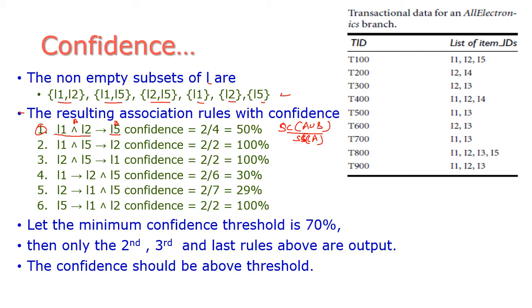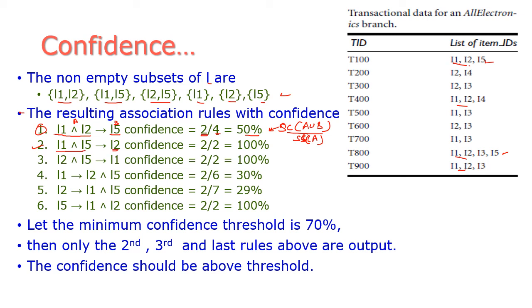I1 and I2 is A and I5 is B. What is the number of counts of I1 and I2 with I5? I1, I2, I5 occurs 2 times, so this is 2. And I1 and I2 alone occurs 4 times. So this is 4. So the confidence percentage is 50.